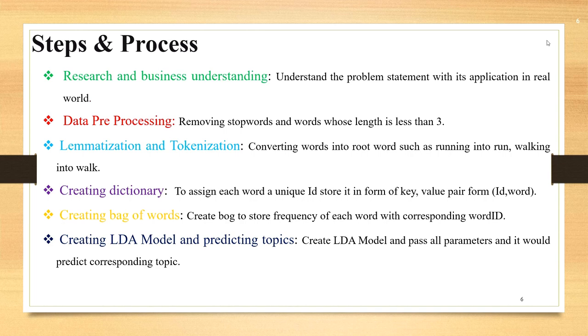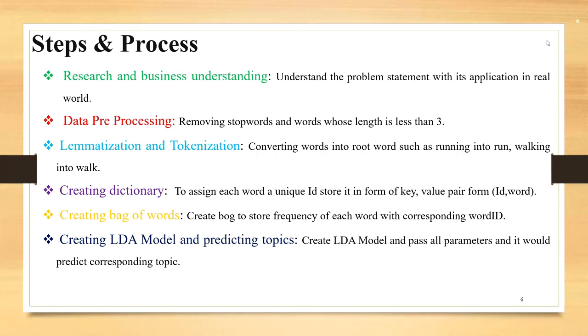After that, we are creating a dictionary. In the dictionary, we take each word and assign a unique ID and store it in the form of a key and value pair, where the key is a unique ID and the value is a word.